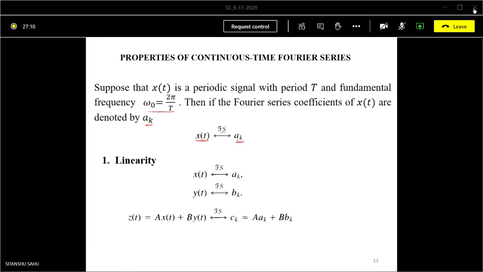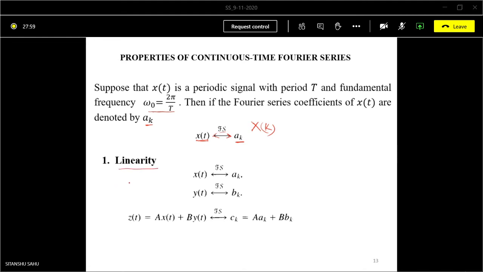So from x of t, you go to ak, or sometimes many books write it as X of k. This is the Fourier domain representation, and k is the index of the frequency components. This is the forward path: from x of t we go to the Fourier domain ak. Then from ak, using the inverse Fourier series, we can go back to x of t. That's why it is bidirectional, and you see an arrow mark on both sides. Let us see what properties this Fourier series satisfies.